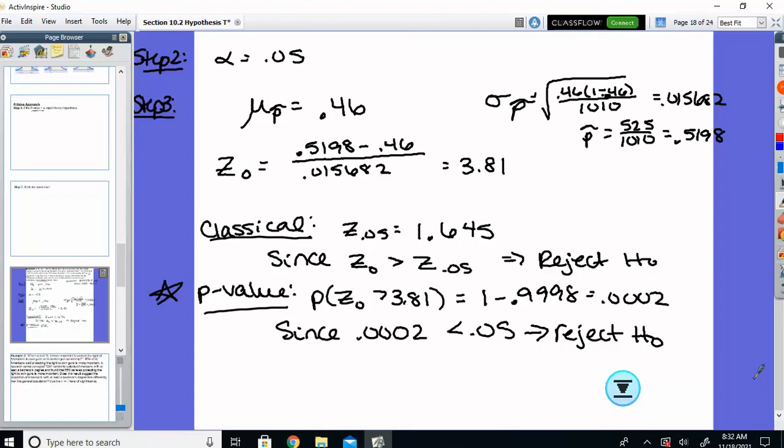So I like the p-value. I think it's less confusing. You're not looking up a z, you're just reading probabilities like normal. There'll be an alpha given in the table, so if your probability is smaller than alpha, you reject. I think it's a little more straightforward.